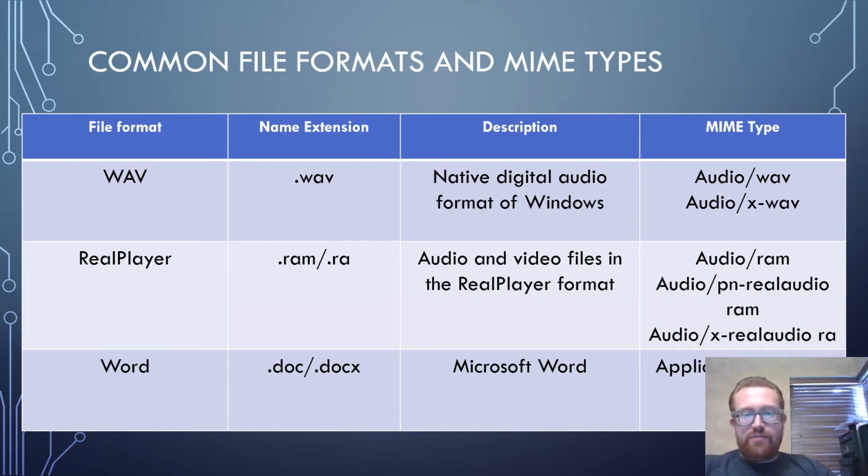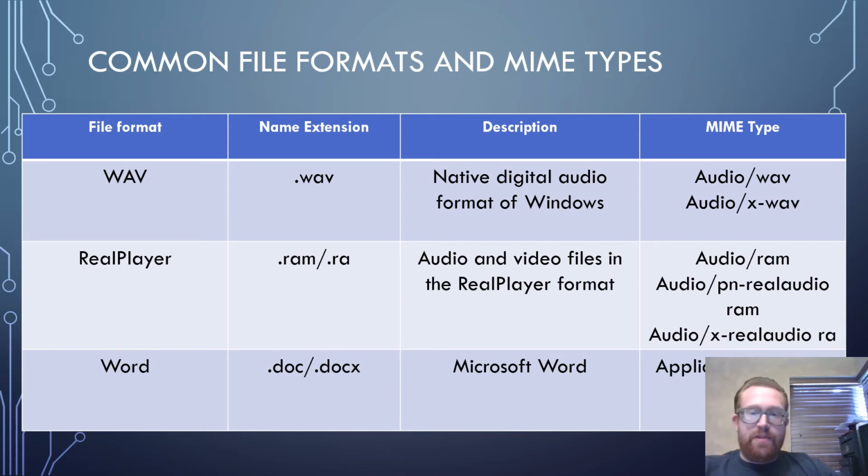WAV-Files.wav, and this is Windows digital audio format. There's two different MIME types that it can come in. It's just Windows audio files. That's all there is to it.